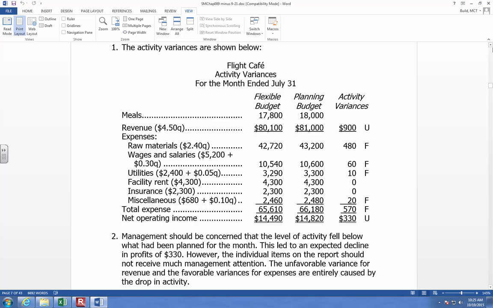And then it asks, which of the activity variances should management be concerned about? It basically says just what we were saying, the individual items really shouldn't receive any attention because, of course, the expenses aren't going to be as high and the revenues aren't going to be as high because I sold fewer meals. What they should be concerned with is, why was it off the projection by 200 meals? Were the projections accurate? Are the sales falling? Do we have new competitors? What's going on?